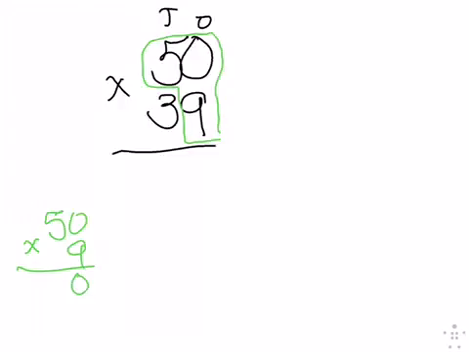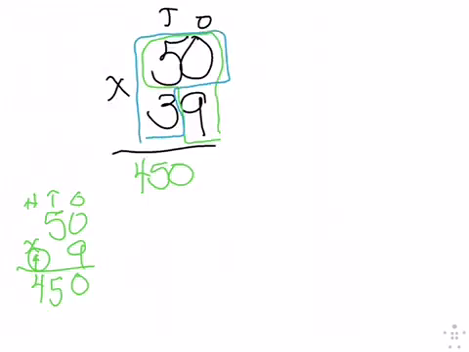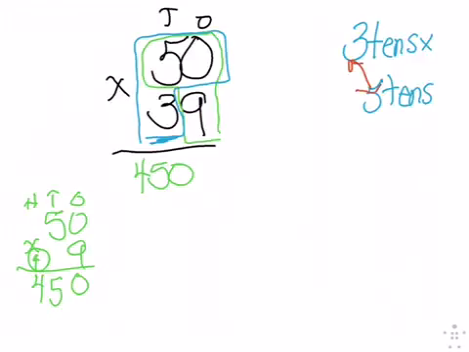9 times 0 is 0. 9 times 5 is 45. And if I'm following our regulations here, 9 times nothing plus the 4. So I put up 450. But then I'm not done. I have to do 3 tens times 50. That's 3 tens times 5 tens, because that 3 is in the tens place. So 3 tens times 5 tens. Well, we know that 3 times 5 is 15, and 10 times 10 is 100. Correct.